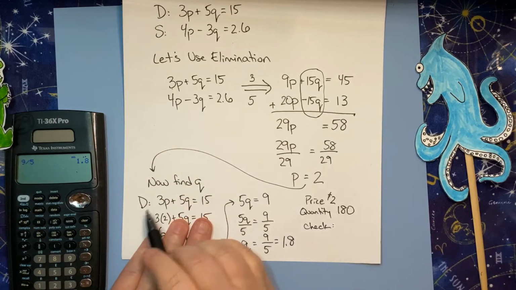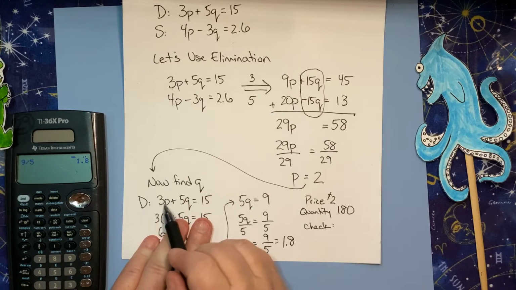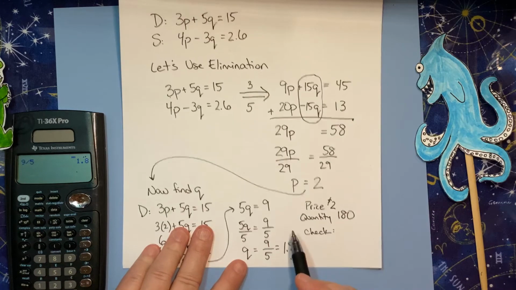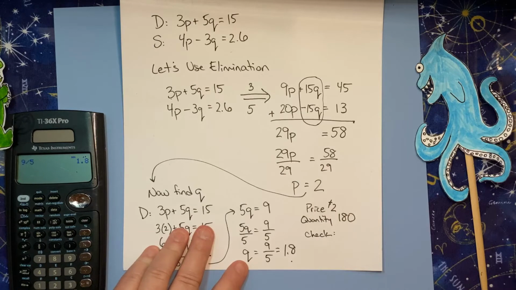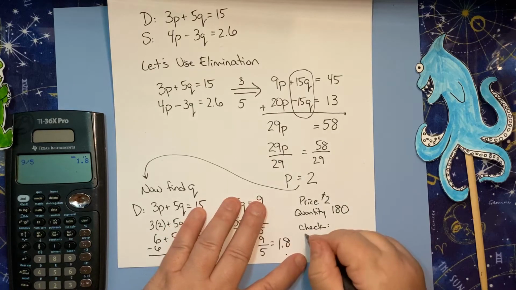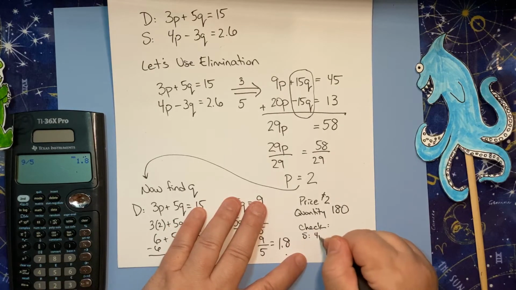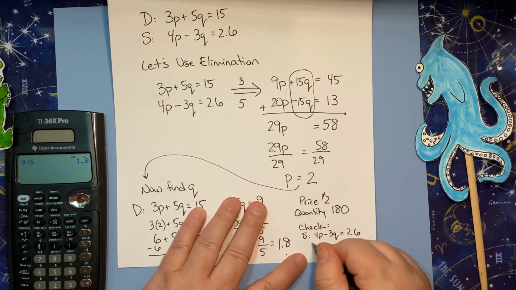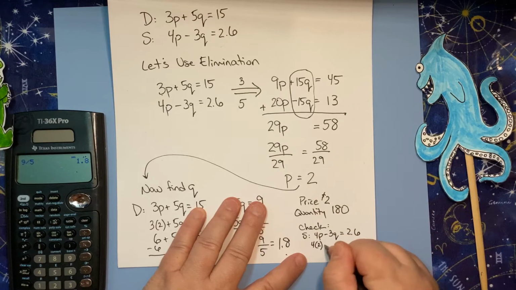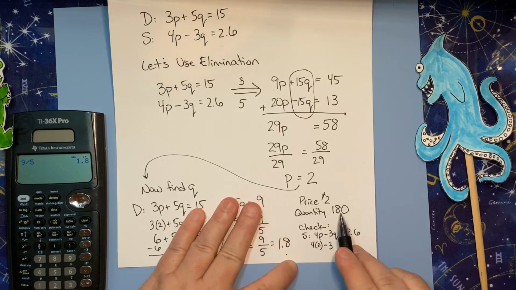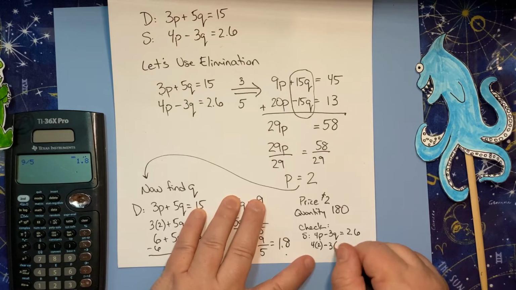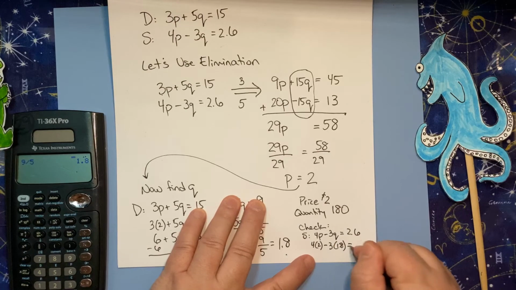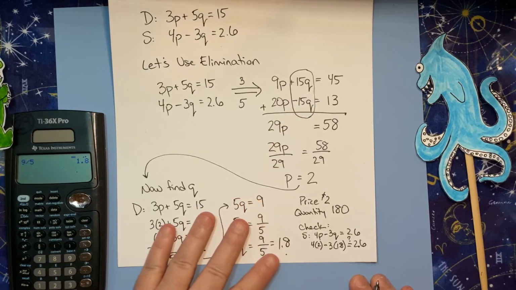again, I used the demand to find Q, so I'm going to check with the other one. I'm going to check with supply. So supply is 4P minus 3Q equals 2.6. So I've got 4 times 2 minus 3. Now, don't put 180 in, right? Q is actually 1.8. Does that equal 2.6? Let's see.